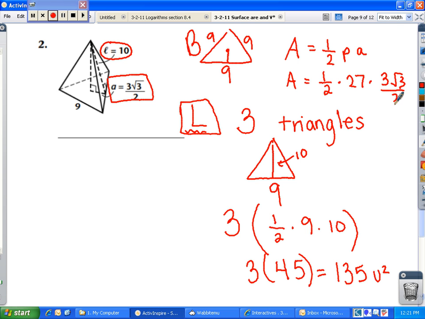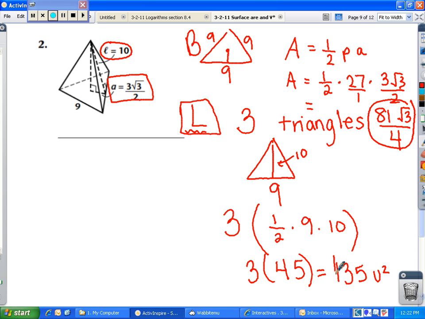Okay, now I have to simplify a radical. So I am going to multiply half times 27 times 3 root 3 over 2. So let's multiply all the numerators first. So 1 times 27 is 27. 27 times 3 is 81. And then I just bring down my root 3 over 2 times 2, multiply the denominators now, which is 4. So this is the area of my base.